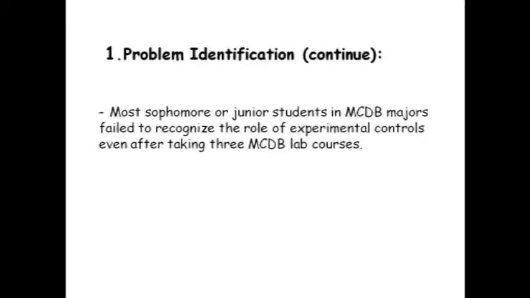First is the problem identification. In the fall of 2009, we gave a set of questions to the cell biology TAs and asked them to identify controls. We found about 57% of TAs have trouble identifying a positive control in an experimental setting. They either indicate the positive control is the experiment itself, or a negative control, or that it is unnecessary.